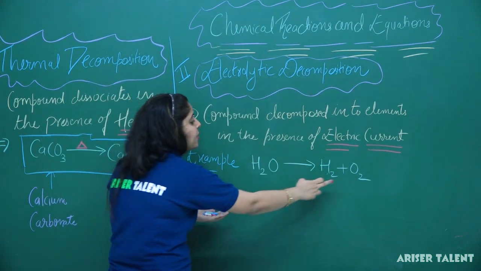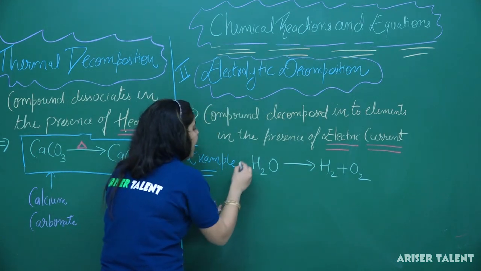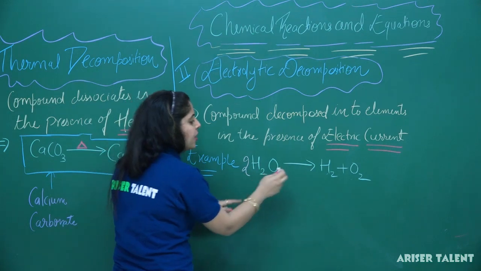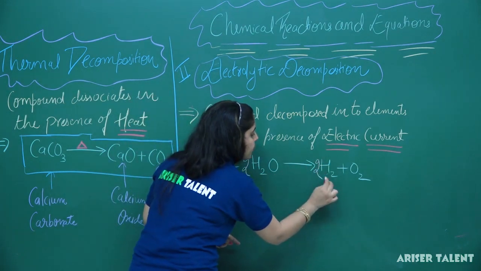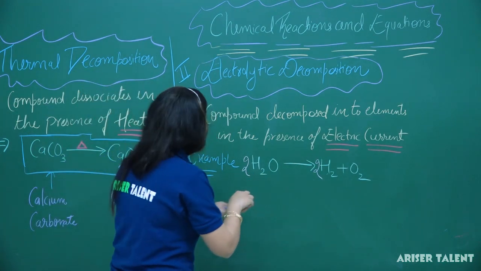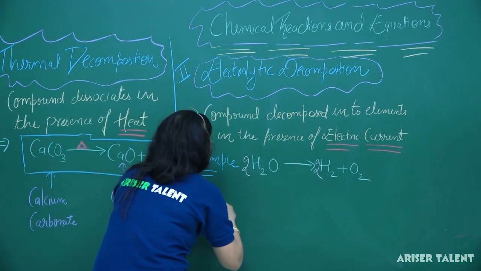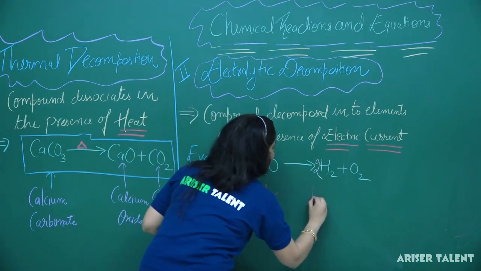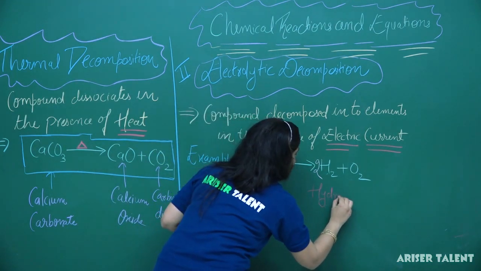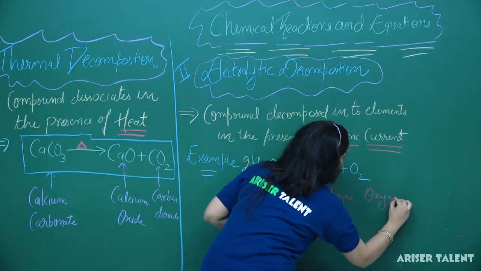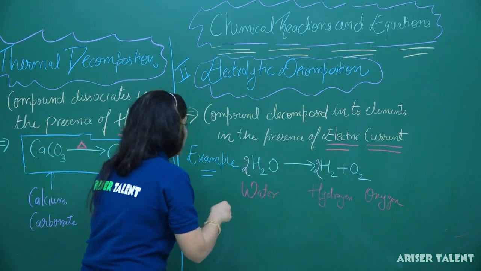We have 2 O atoms on the product side, so we will balance by putting 2 over H2O. And again, we are getting 4 hydrogen here, so again substituting 2 over here. Now, this equation is completely balanced. What will we do now? Here we have water. This is hydrogen gas. And this is oxygen gas.